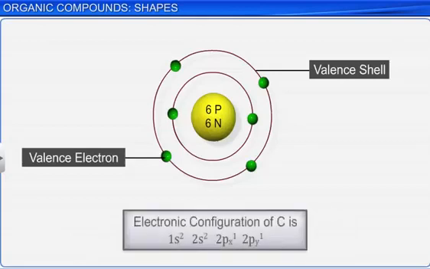The electronic configuration of carbon is 1s2, 2s2, 2px1 and 2py1. This means that the valence shell has only 4 electrons.